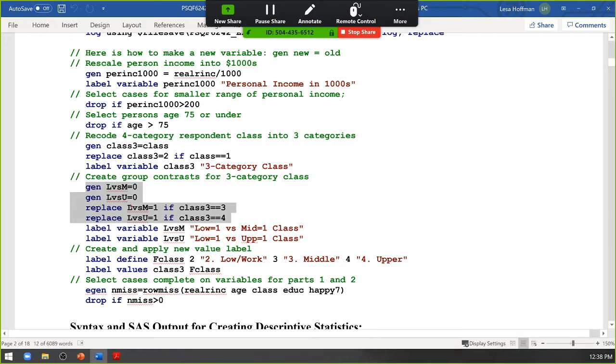So here's the same code in Stata to do the same data transformation to make 2 new columns in your data set to track the difference between the low group and the middle group and the low group and the upper group. So before we look at the results of the model, are there any questions about the syntax or making new variables in general?